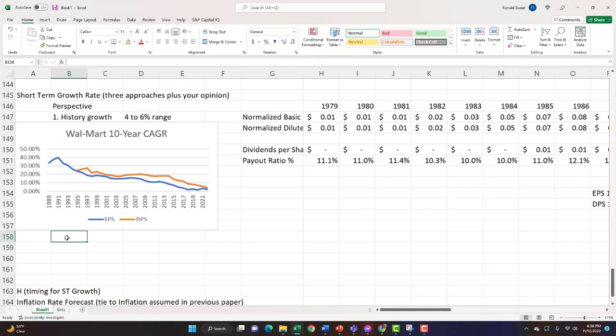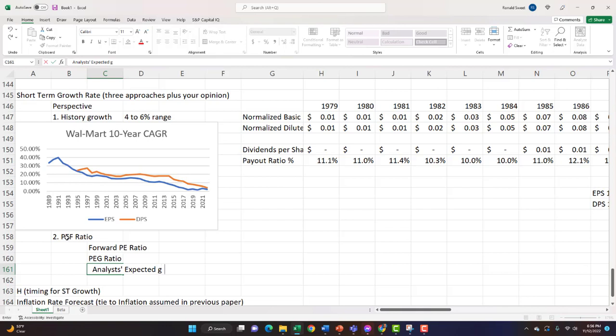If you can't get this data, then you'll have to use these other two approaches. The second approach is the PEG ratio. So in this approach, we need the forward PE ratio, and we need the PEG ratio. And then we get analyst expected growth, which will just be the PE ratio divided by the PEG ratio.